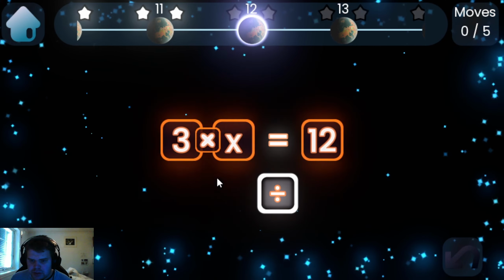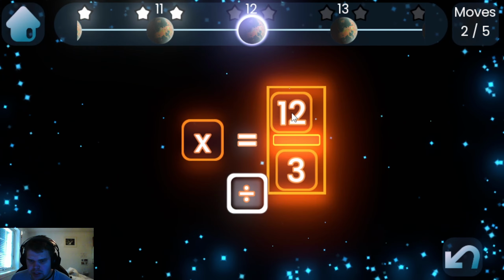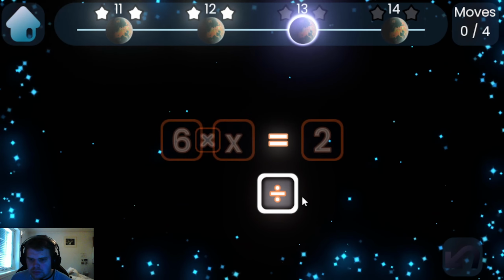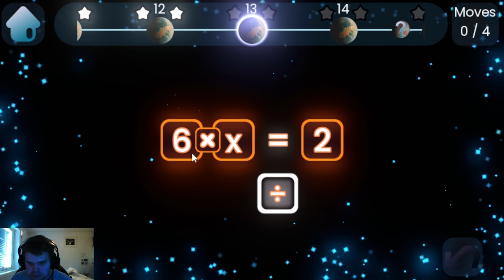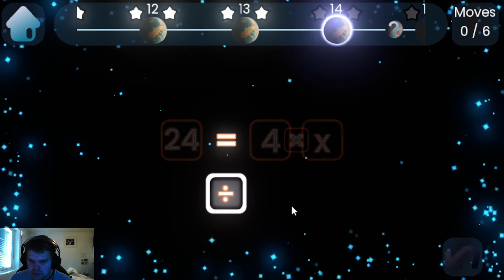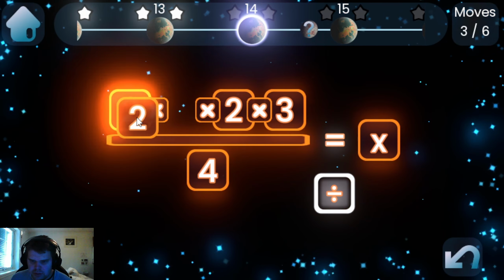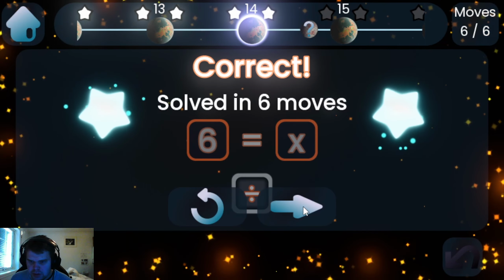You guys got to clean up afterwards. The 3, not the 12. That's how x becomes alone. X wants to be alone. 6, not the 2. Yeah, these levels are all very similar. Okay, 24 is as high as I wanted to go with just numbers.